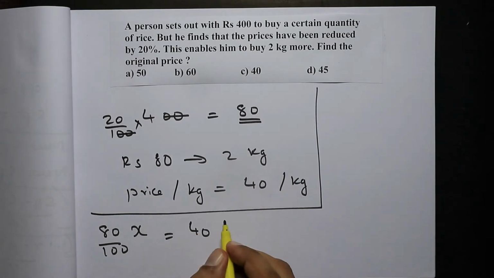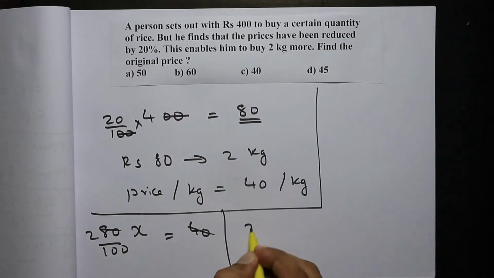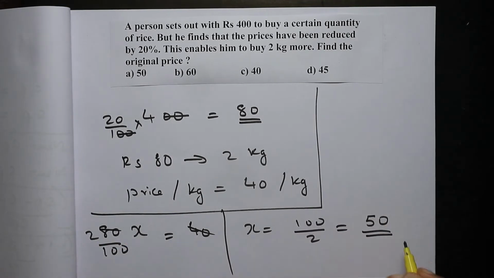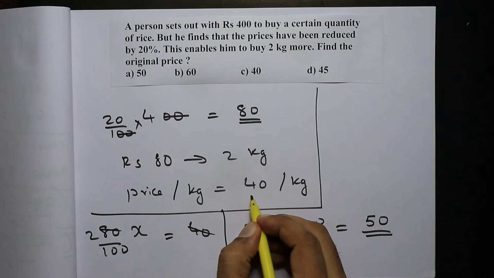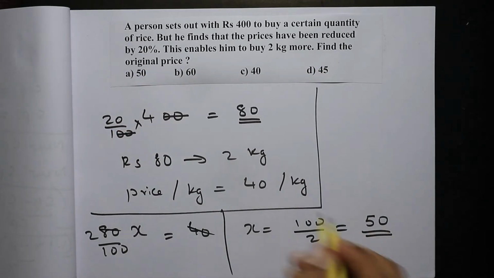So let us calculate the value of X. Here 40 divides 2 times. So X, you will get it as 100 by this 2. So 100 by 2 is rupees 50. So 50 was the original price per kilogram. It was reduced by 20% and it became 40. So the original price is rupees 50. Hence option A, 50, is the right answer.